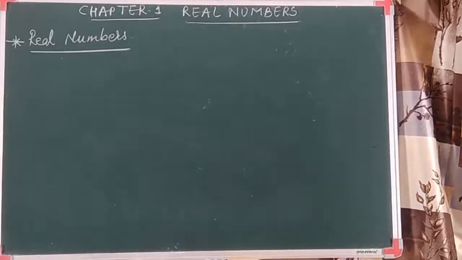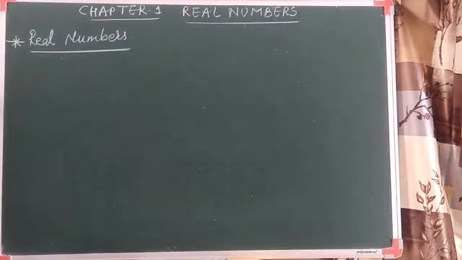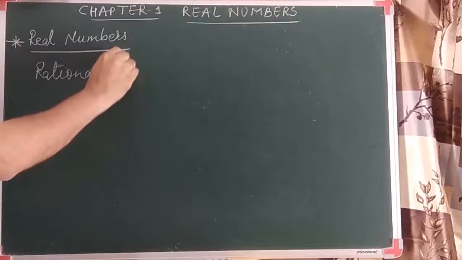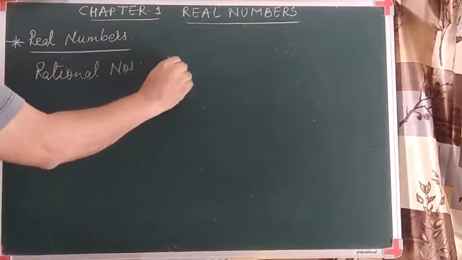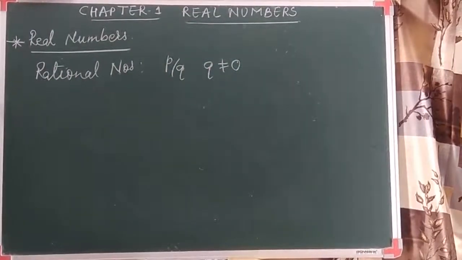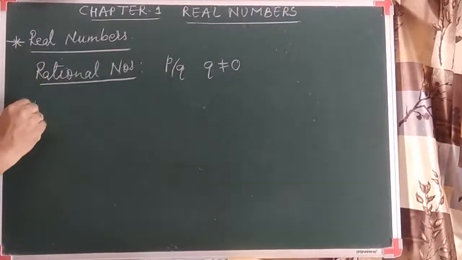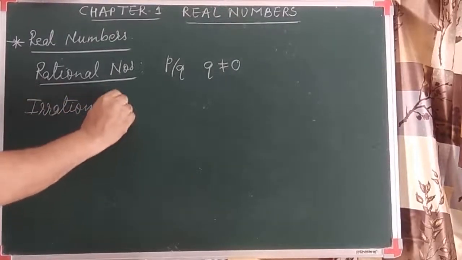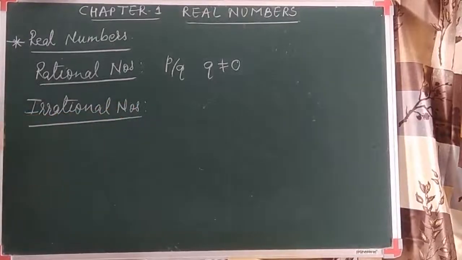Numbers. In the previous lectures we discussed rational numbers and irrational numbers. The rational numbers are in the form of p by q, where q is not equal to 0. That means all terminating numbers and all non-terminating recurring numbers are considered rational numbers. Then we discussed irrational numbers. Irrational numbers are non-terminating, non-recurring numbers for which we cannot find the square root.